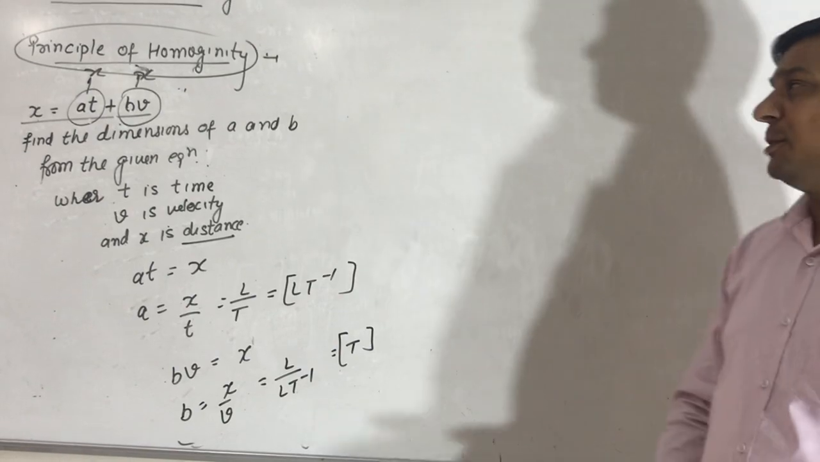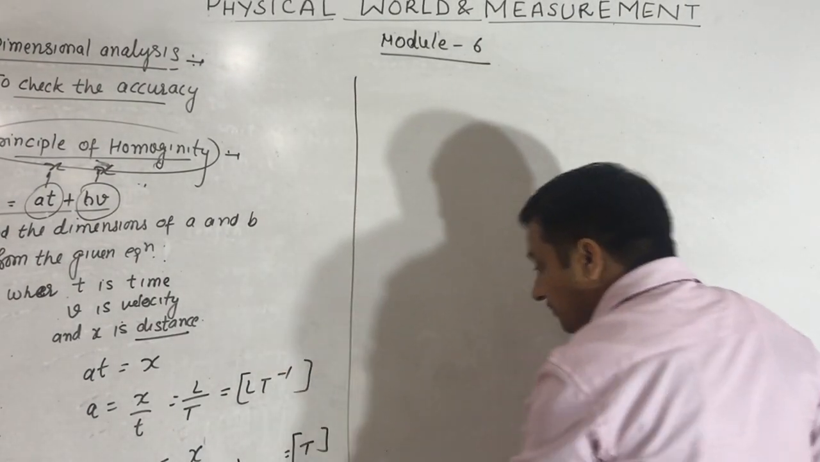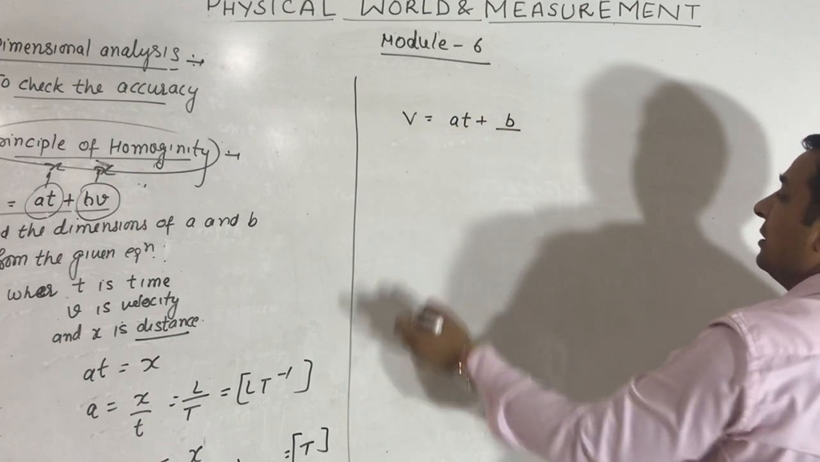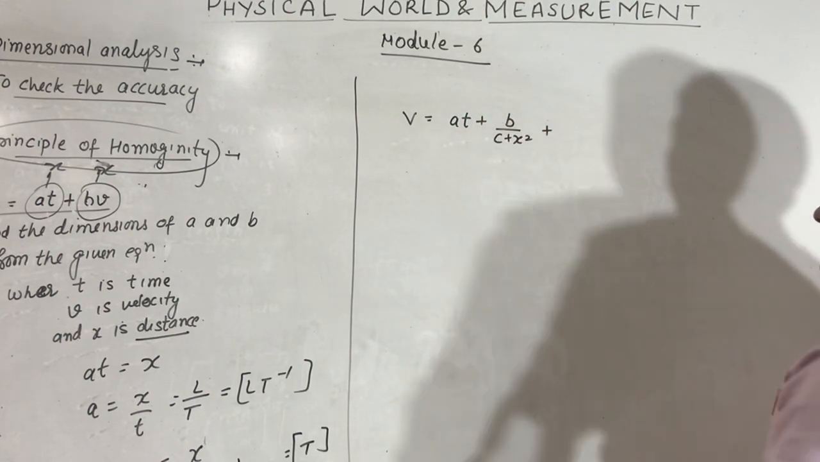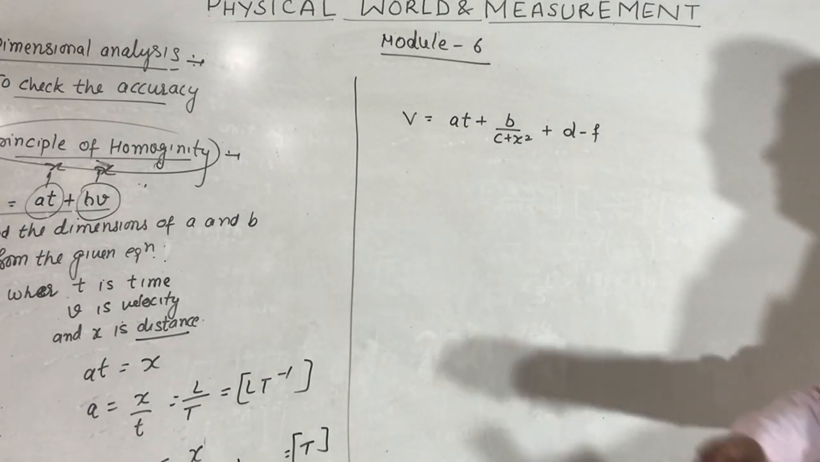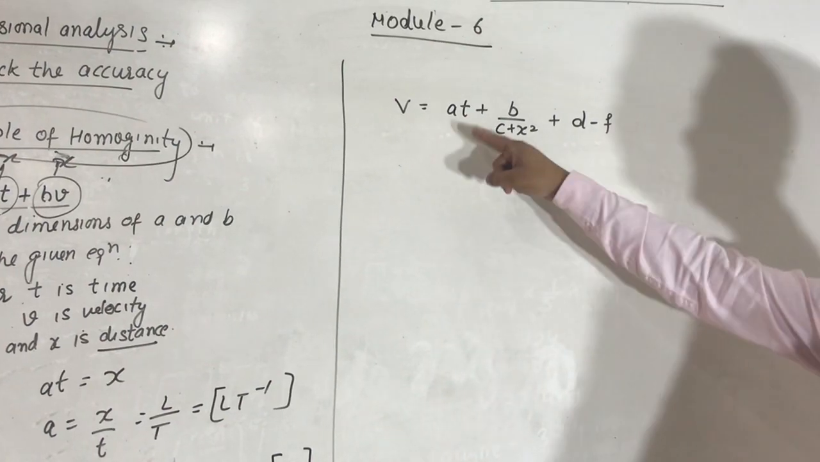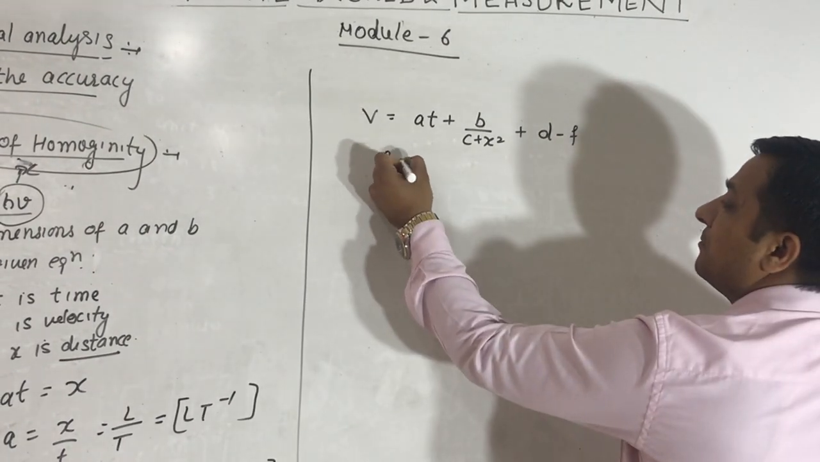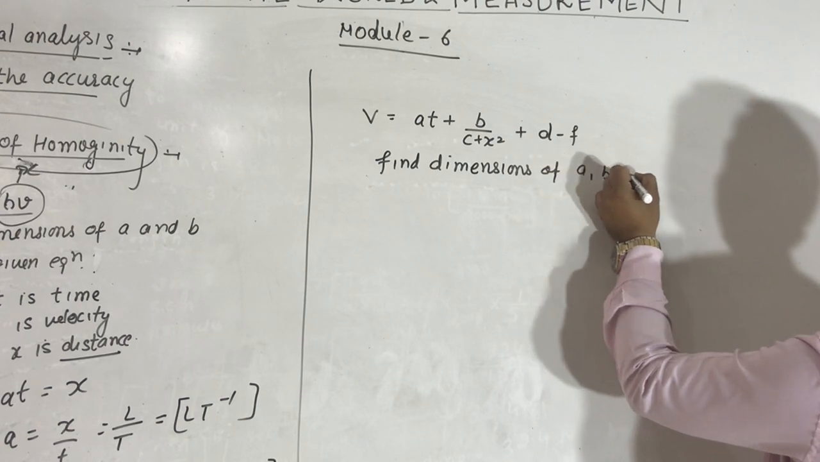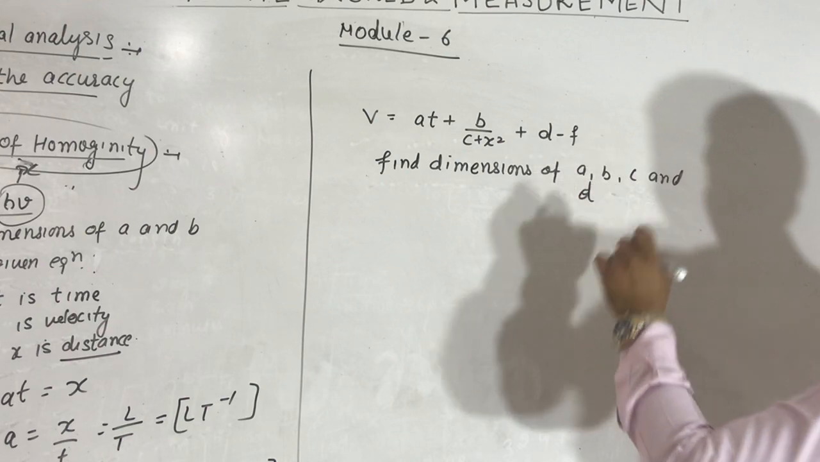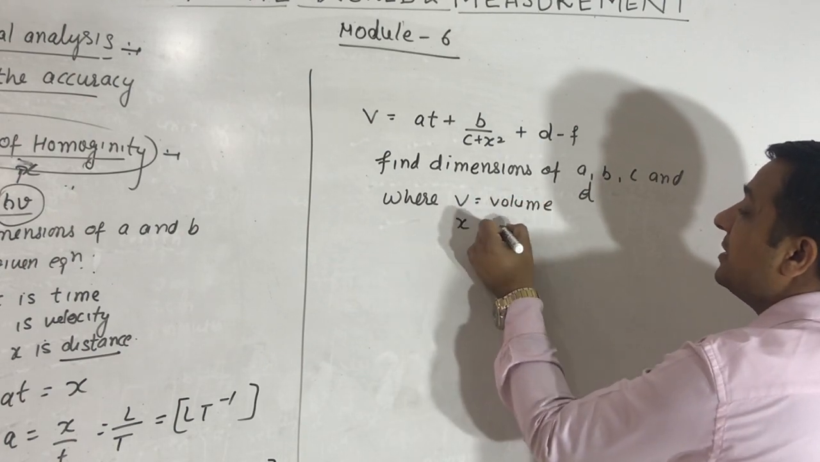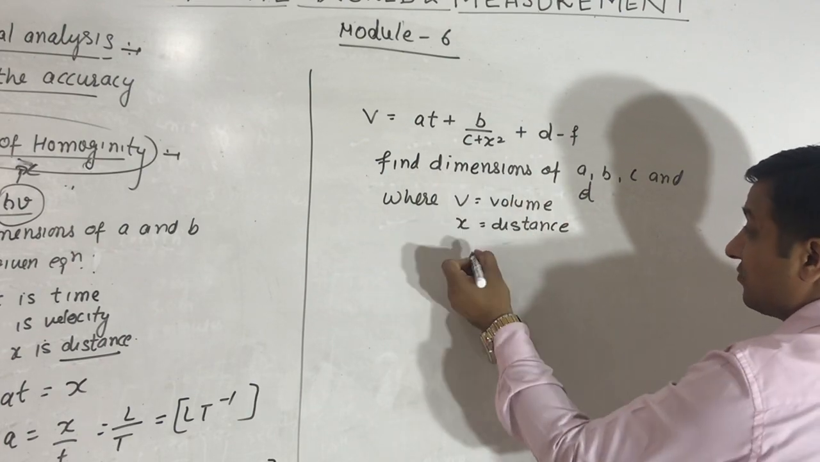So you will have to practice a lot for the principle of homogeneity. Another very important question: V is equal to At plus B upon C plus x square plus D minus F. In this question, anything can be asked, A, B, C. The question will be: find the dimensions of A, B, C and D, where V is volume, x is distance, F is force.